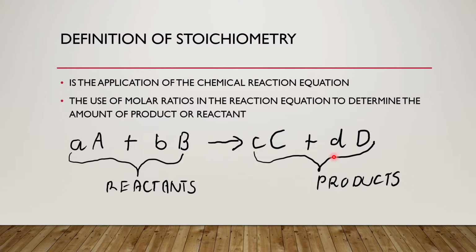These are the molar ratios, and the letters A, B, C, and D, we use them to identify the species. So species A reacts with species B, giving you species C and D.